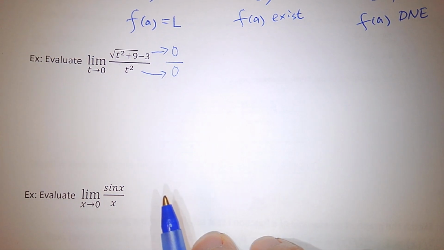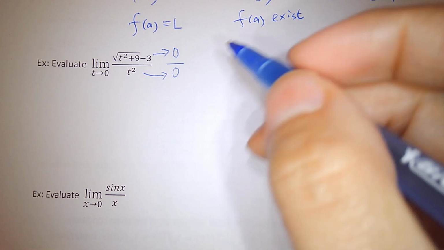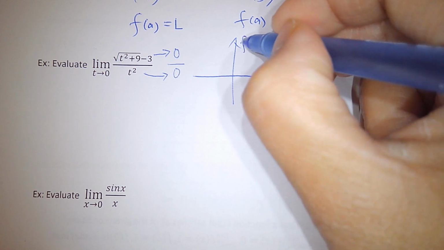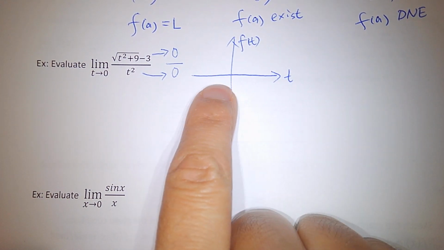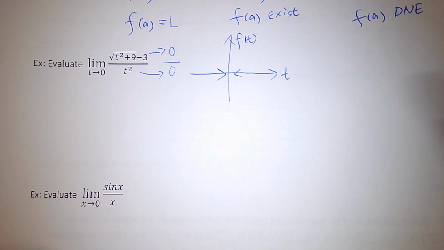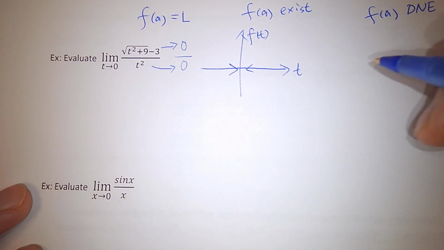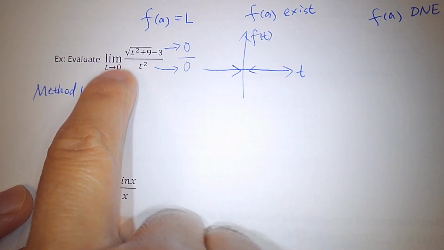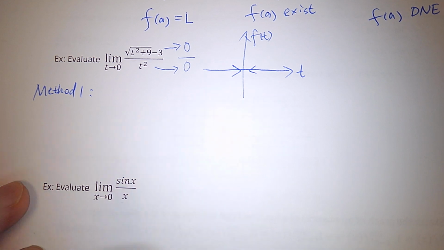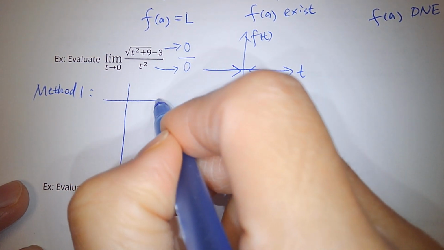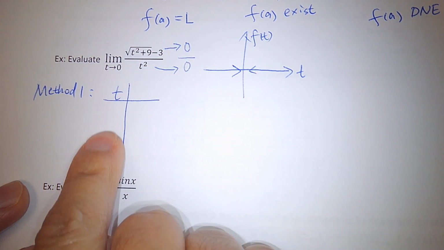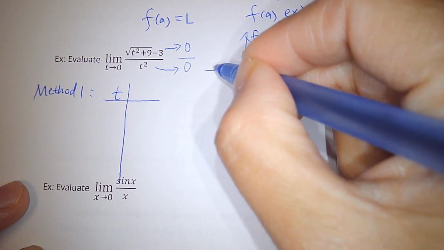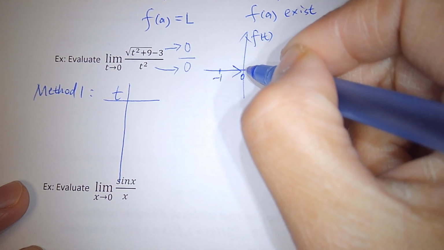So far the most direct way, say this is the t-axis and this is the f of t axis, because we talk about when t goes to 0 from each side. Method one is just to choose values that are very close to 0 from both sides and compute those y values. So we can make a chart. Choose t values very, very close to 0 from the left. From the left of 0, we may have negative 1, but negative 1 is too far away from 0, right?